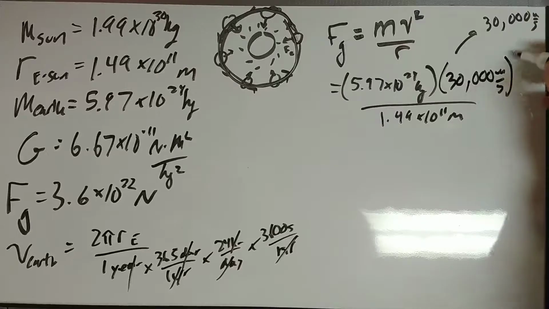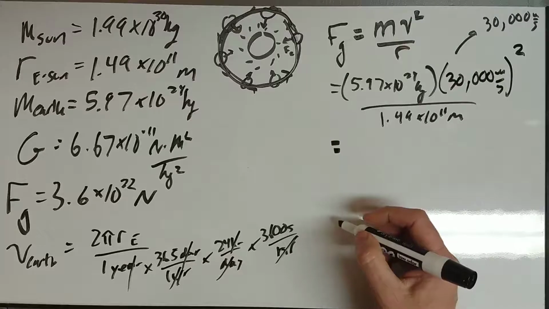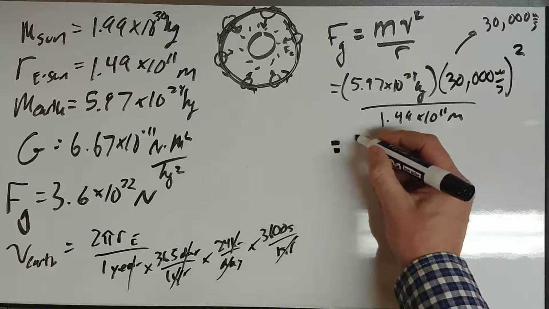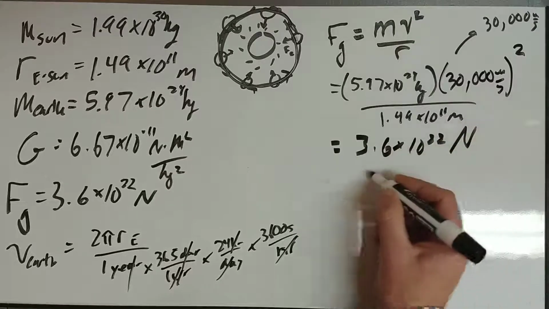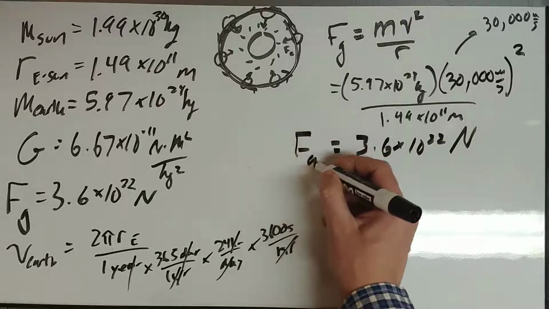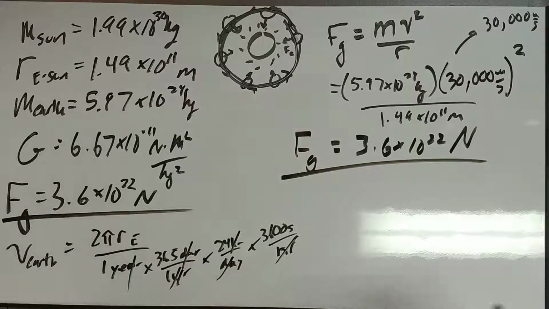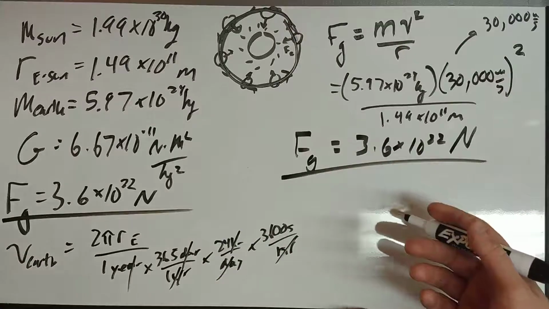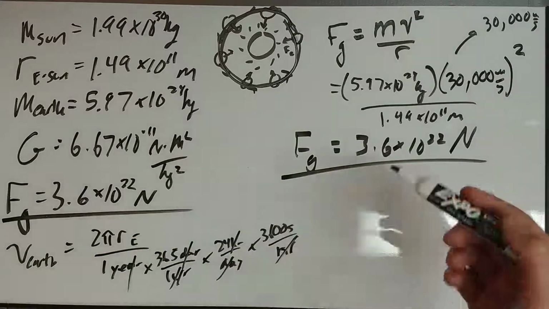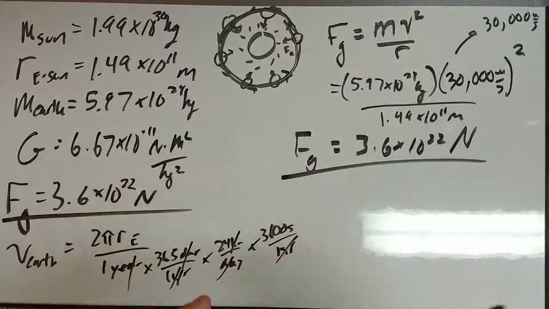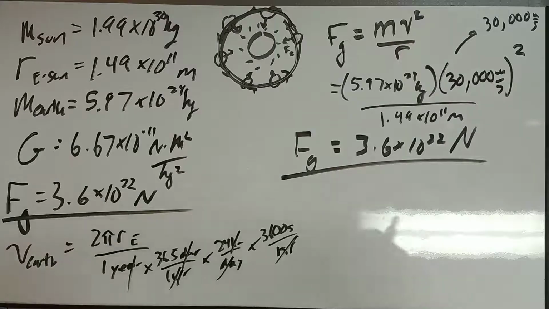30,000 meters per second. Don't forget to square it. That's gonna trip you up. And when you plug this all in your calculator, you get a very nice number of 3.6 times 10 to the 22 newtons from doing the centripetal force. That and that agree? And it doesn't make sense, part C? Yeah, it has to be equal to each other because the gravitational attraction is literally the central acting force that keeps the Earth in orbit.